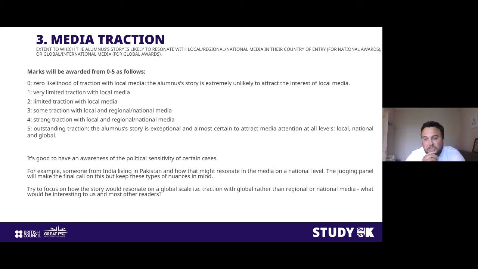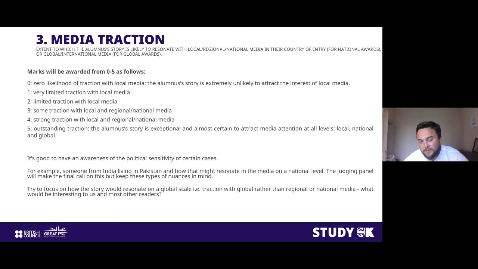And again, as you can see, they're not going to read them all, but we'll just look at 0 and outstanding. So likelihood of traction with local media is minimal, and it's extremely unlikely to attract the interest of local media, right up to outstanding traction. So your story is exceptional and almost certain to attract media attention at all levels, local, national, and global.